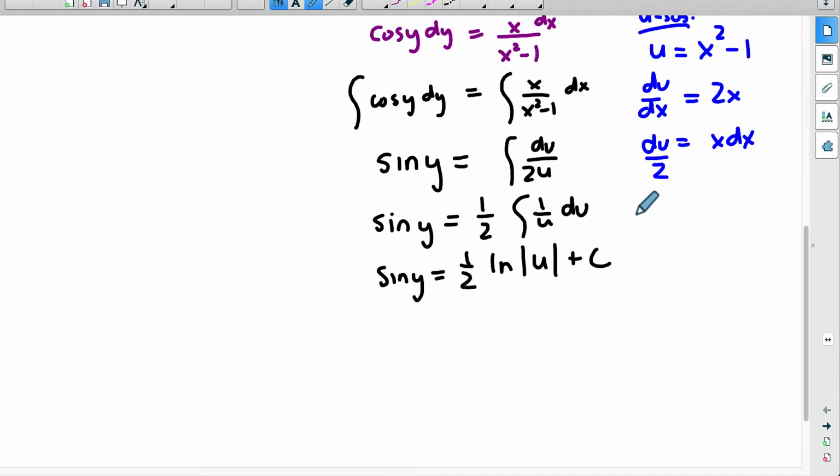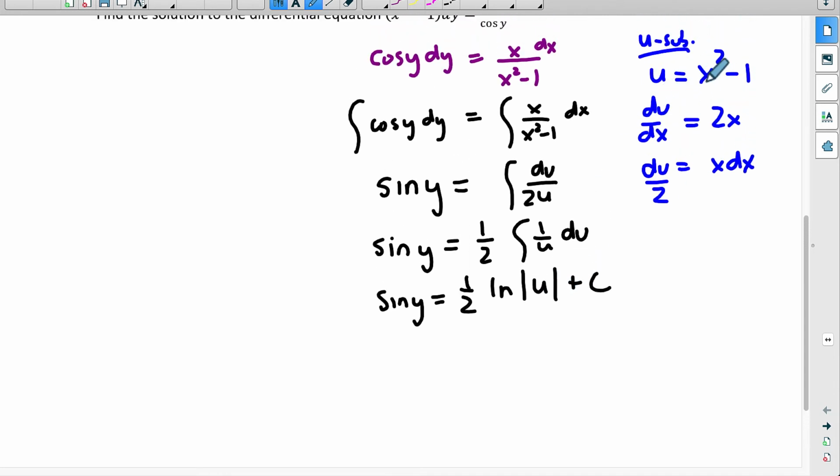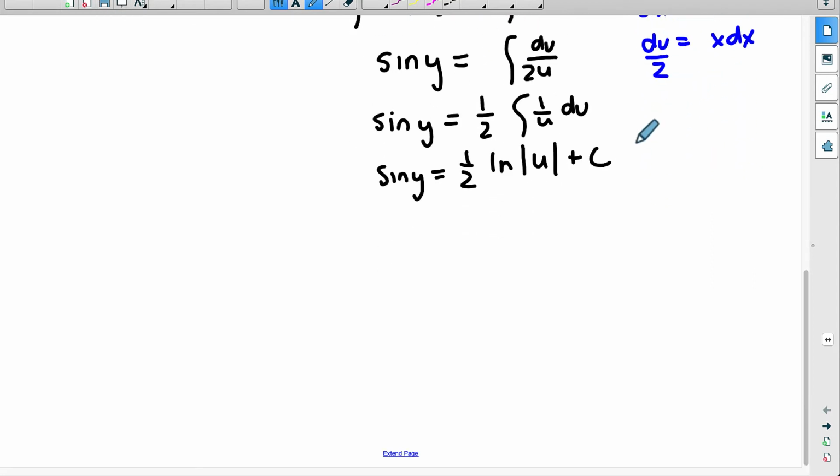We could have written it on the left-hand side, usually right on the right-hand side, but it doesn't actually matter. One last thing, u, we already had a statement for u. It's x squared minus 1, so we better write that in there again. Replace the u with our x squared minus 1. So 1/2 natural logarithm of x squared minus 1 plus c.